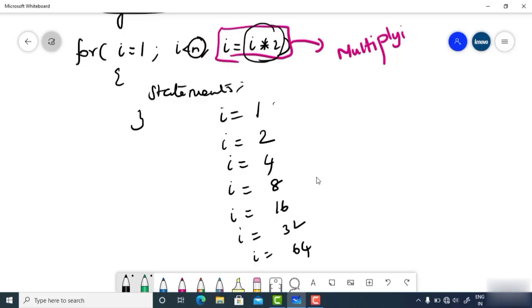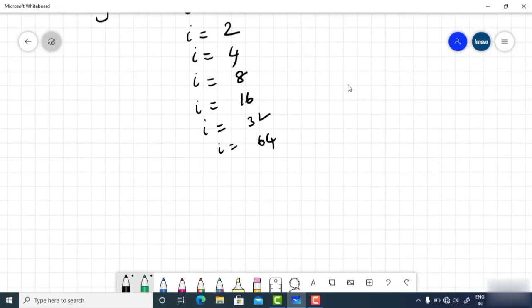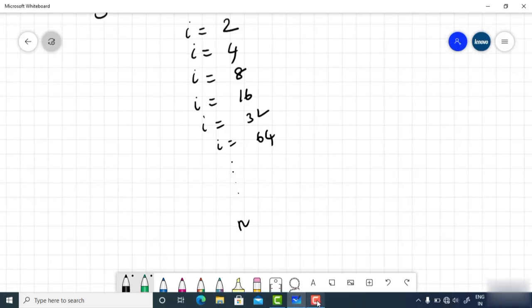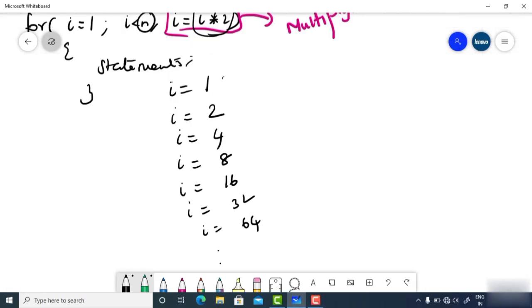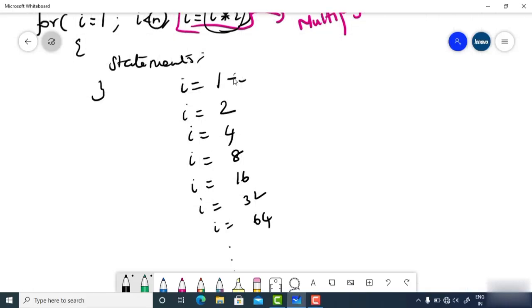So for each iteration it's getting multiplied by 2 until the n value is reached. I don't know where my n value is. So until the n value is reached, it is getting multiplied by 2, right? If that is the case, then you can write 1 as 2 power 0. You can write 2 as 2 power 1.